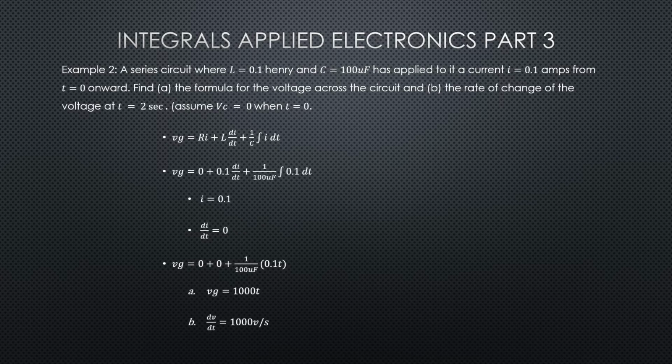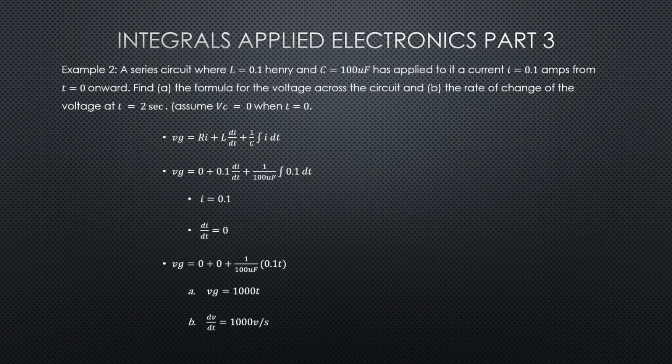All right, our next example, a series circuit where L is equal to 0.1 henries and C is equal to 100 microfarads, has applied to it a current of I equal to 0.1 amps from t equals 0 onward. Find A, the formula for the voltage across the circuit, and B, the rate of change of the voltage at t equals 2 seconds. Assume that Vc is 0 when t equals 0.